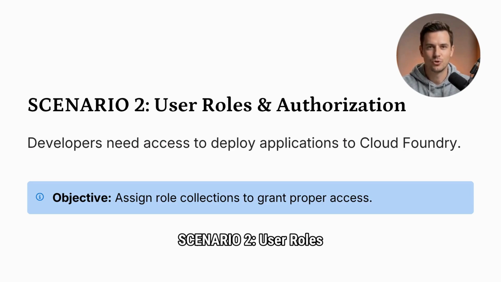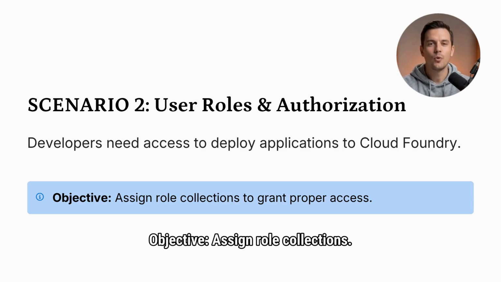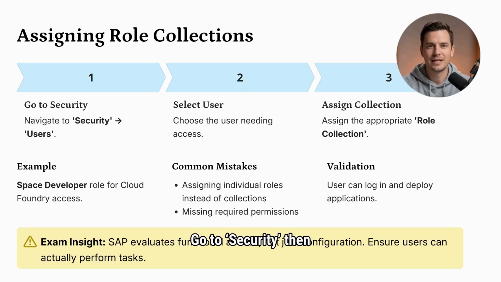Scenario 2. User roles and authorization. Developers need access to deploy applications. Objective: assign role collections. Go to Security, then Users. Select the user and assign a role collection. For example, the Space Developer role for Cloud Foundry. Common mistakes include assigning individual roles instead of collections and missing required permissions. For validation, ensure the user can log in and deploy. Exam Insight: SAP evaluates functional access, not just configuration.